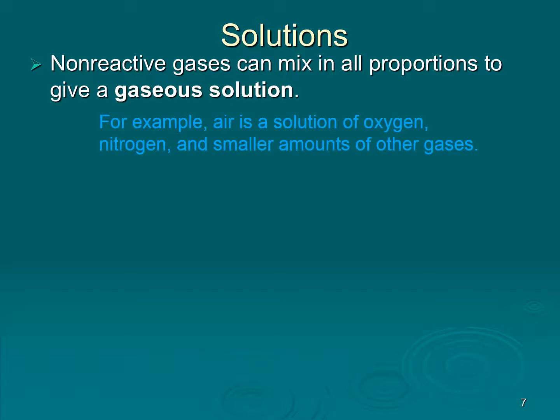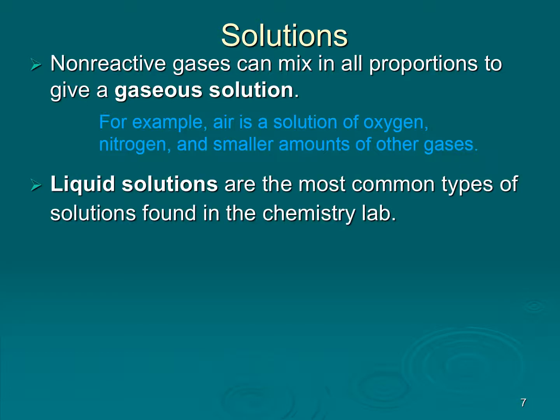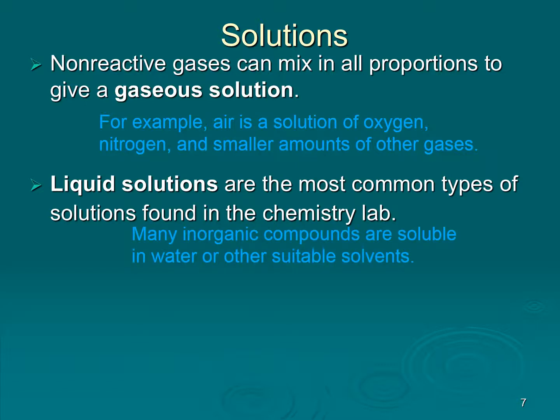Air, like I said on the previous slide, is a solution of oxygen, nitrogen, and other gases. Liquid solutions are the most common. Those are the ones that we usually deal with in the chemistry lab. What are some examples of that? Many types of salts are soluble in water. Other compounds such as sugar and alcohol are also soluble in water. So we have lots and lots of liquid solutions, the most common type.